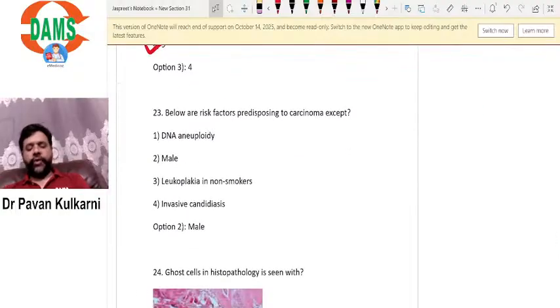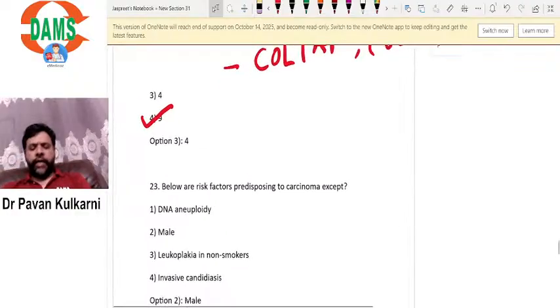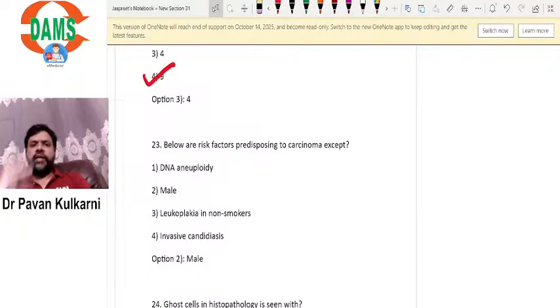Okay, let us move on to the 23rd question. Below are the risk factors predisposing to carcinoma except. See, all of us know that carcinoma has certain predisposing factors. What do you mean by predisposing factors? If you see those features or conditions, characteristically there is a high risk that the patient will develop carcinoma. DNA aneuploidy. All of us know what aneuploidy is. Normally there is a haploid, a diploid. Aneuploidy means the set of chromosomes is abnormal. That is called DNA aneuploidy. So whenever you see DNA aneuploidy, that is a characteristic feature of carcinoma.